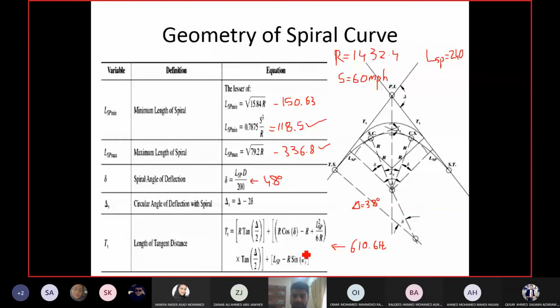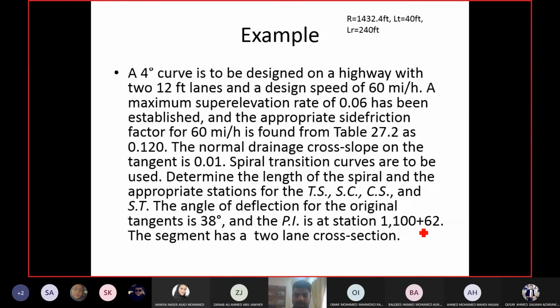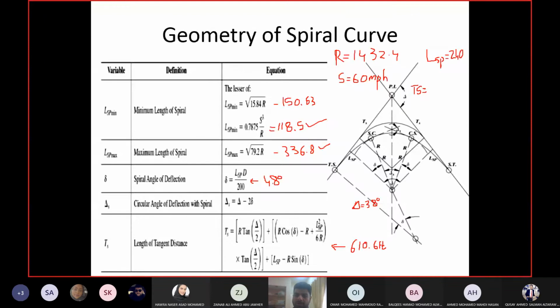So we have the tangent length. Our purpose was to calculate TS by doing PI minus tangent length. So I will do it here. PI station is given, which is 1100 plus 62, and we already know this will be 1162 in terms of distance. So I will directly do it in terms of distance.